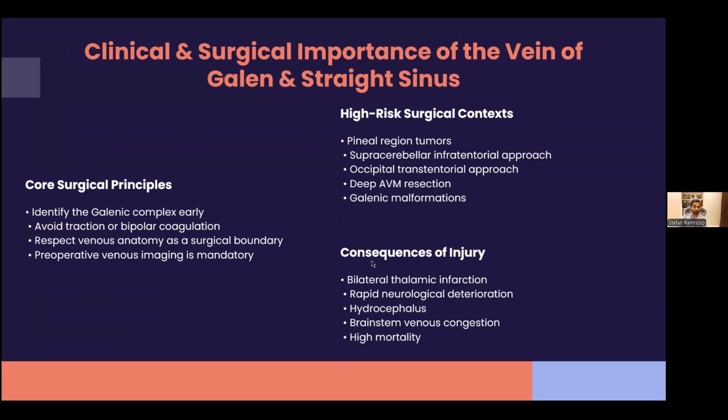And it's encountered most commonly in pineal region surgery, supracerebellar infratentorial surgery, and occipital transtentorial approaches. So in these corridors, the vein of Galen and the straight sinus will define the superior boundaries of safe dissection here because of how catastrophic injury can be.